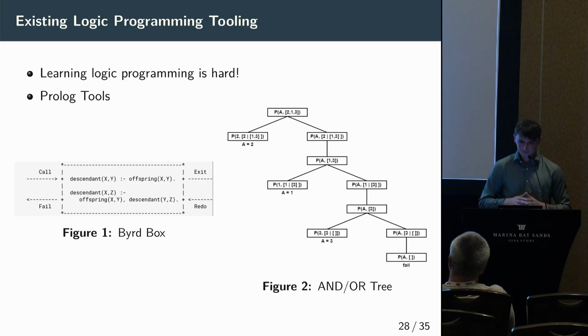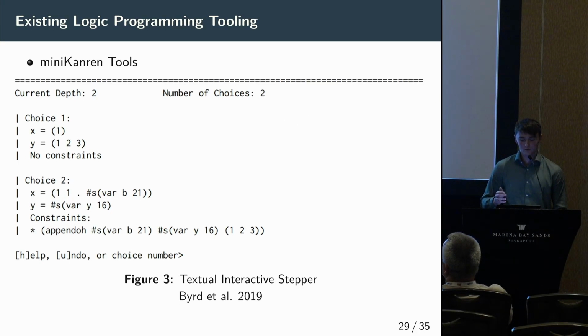Next is the visualizer. So there's some existing logic programming tools, like the box model was very popular with Prolog. It's also called the 4-port model because you have those 4 ports: call, exit, redo, fail. And there's also and/or trees, which were pretty popular. The and/or trees are much more similar to what we'll be doing. We'll be showing an actual tree representation of the program. There has been some miniKanren tooling as well.